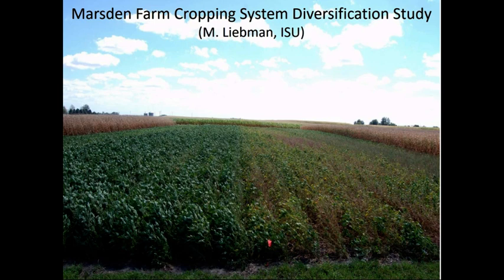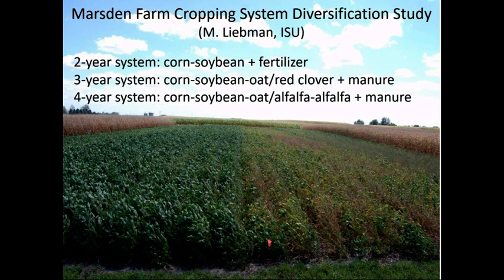And Matt's goal is to compare 3 different cropping systems. Each of those systems is characterized by a crop rotation. So we have a 2-year corn-soybean rotation, a 3-year corn-soybean with oats and clover, and a 4-year rotation with corn, soybean, oats, intercrop with alfalfa, and then alfalfa in the 4th year.